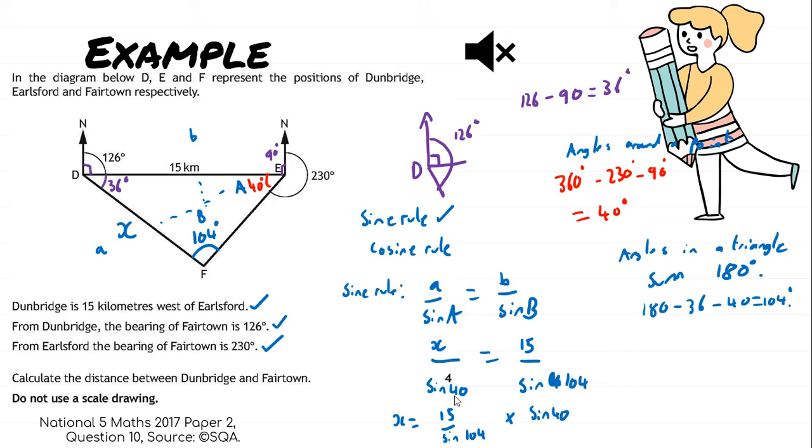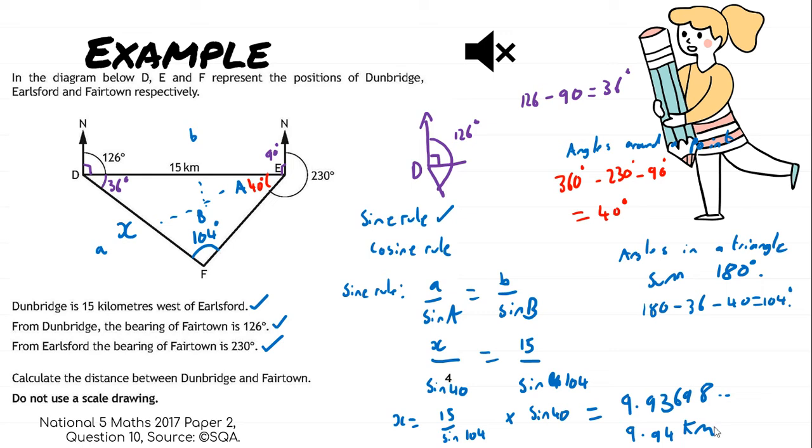This is just a case of typing this into a calculator now. 15 over sine 104 times sine 40, hit equals, and that's going to give me my value of x, which is going to be 9.93698, etc. So to three significant figures, that's going to be 9.94 kilometers.